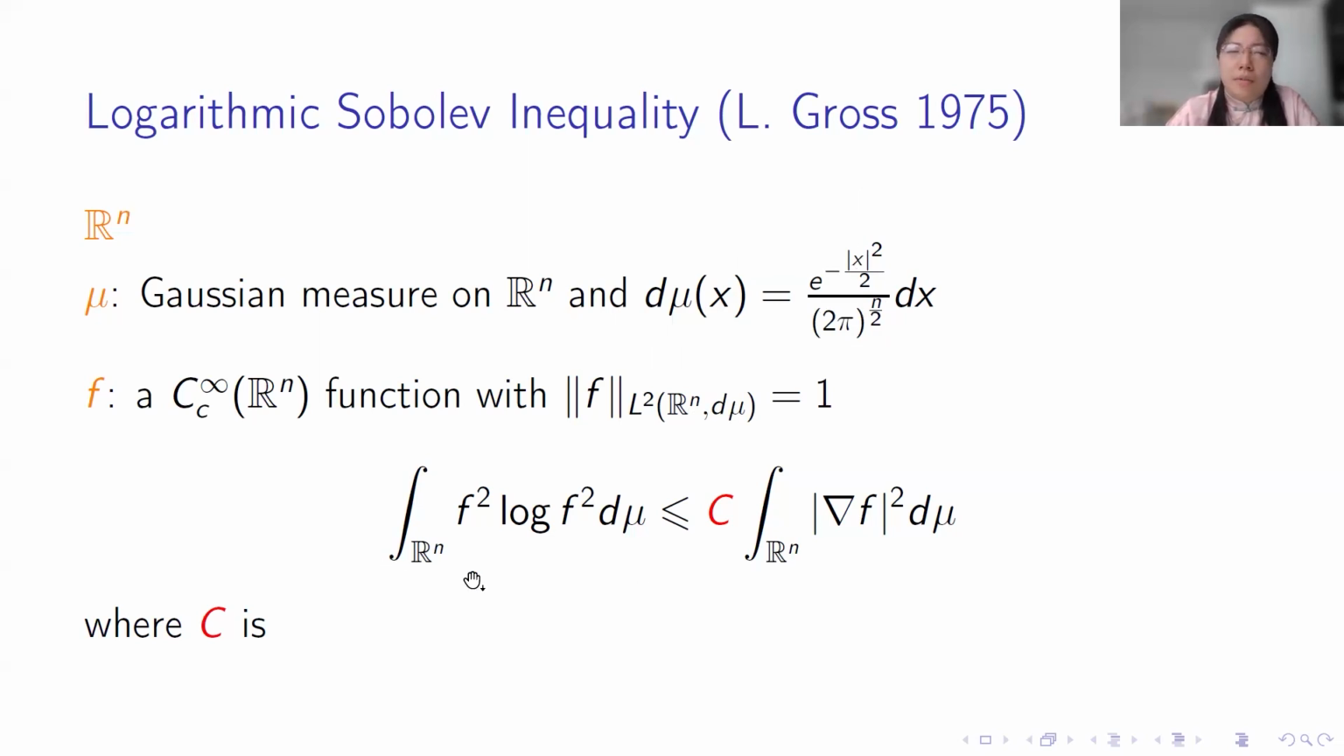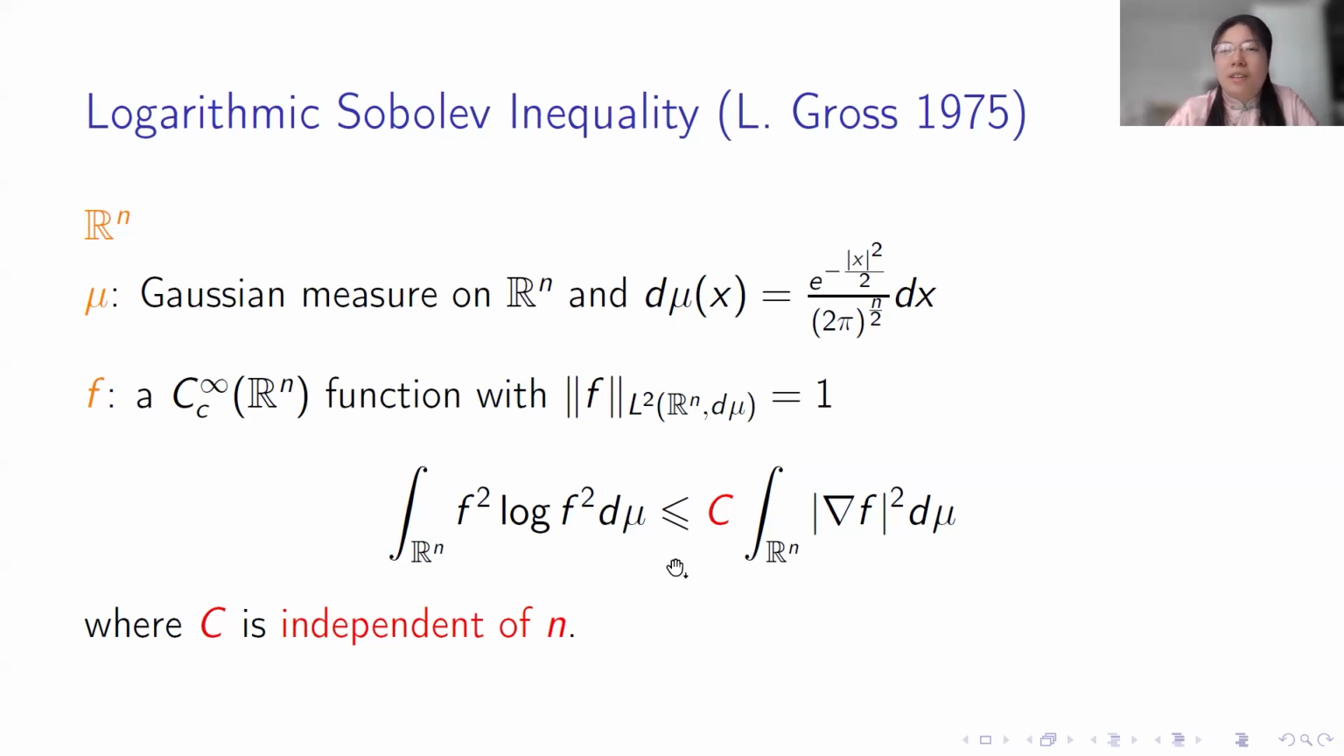Then we have the following inequality. The entropy can be bounded by a constant capital C times the Fisher information. What's special about the constant is that it is independent of the dimension n. Here, the version of the inequality I present is the classic one with respect to the Gaussian measure.